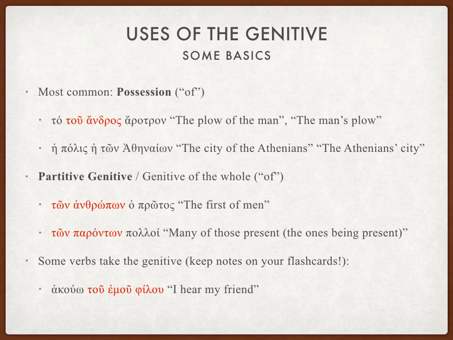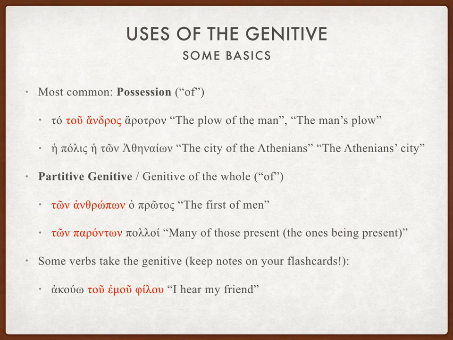Most often the genitive is used to express possession, which you've already seen a couple times this semester. So for example, I could say "ta tou andros aratron," the plow of the man, or in natural English, the man's plow. Very simple thing to translate. Or "he polis," a new word we've just seen, "he ton Athenaion," the city of the Athenians, or more simply, the Athenians' city. That's usually how the genitive is going to work in most Greek sentences expressing possession.